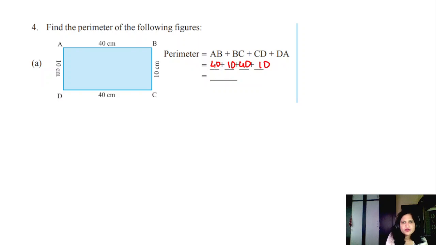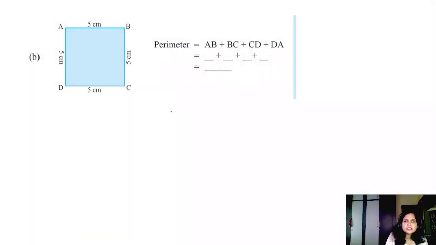Add all this. 40 plus 10 is 50. 40 plus 10 is 50. 50 plus 50 is 100. Then the perimeter of this square: all the sides are equal here. I'll write AB 5, BC 5, CD 5, DA 5. 5 fours are 20. 20 centimeter is the perimeter of the square.